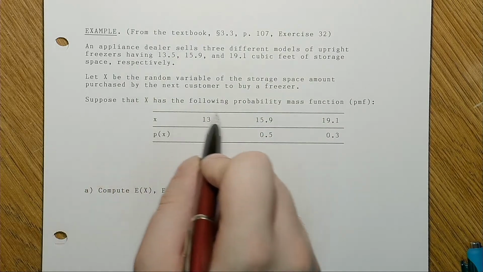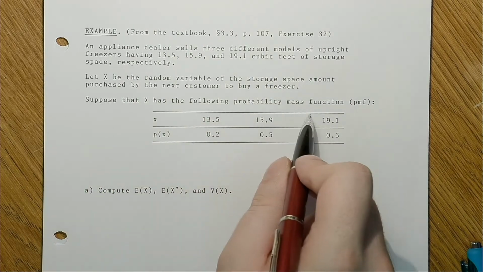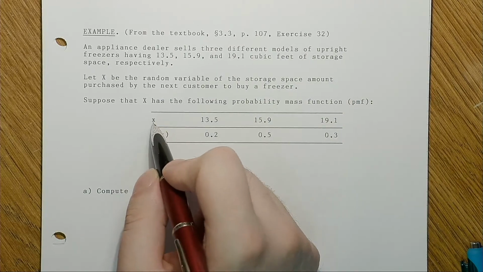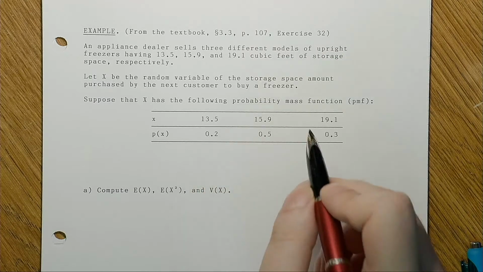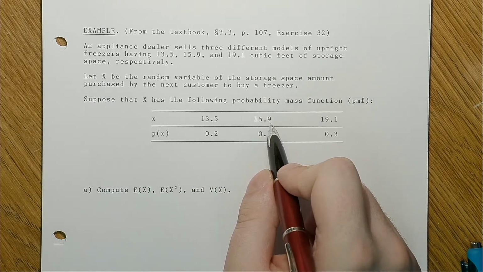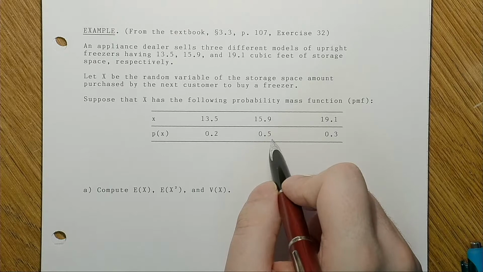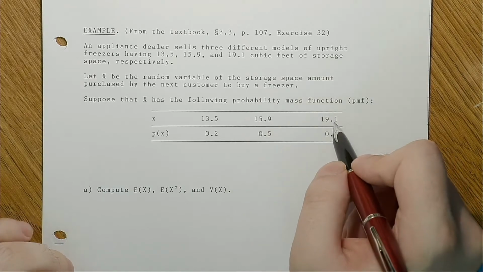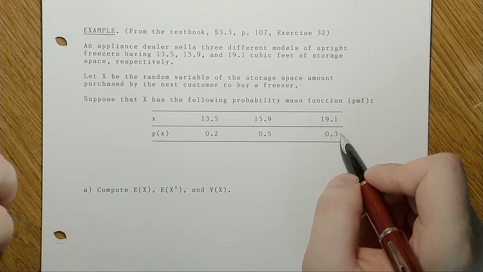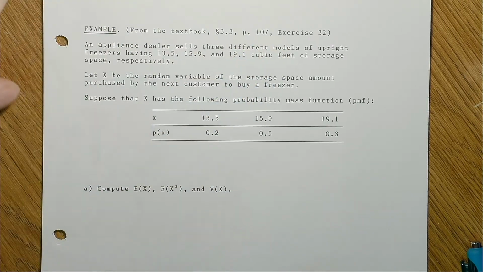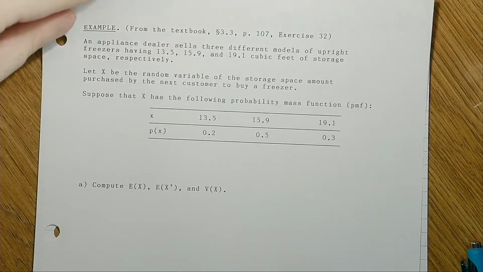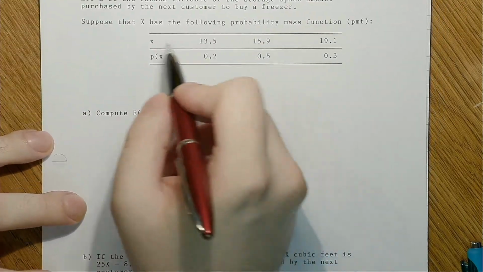So x has this PMF, or this probability mass function. So we have x. 13.5 cubic feet has a 0.2 probability associated with it. 15.9 cubic feet has 0.5, and 19.1 has 0.3. Okay, and this is an exercise from the textbook. Computing this, all I need is just this PMF.